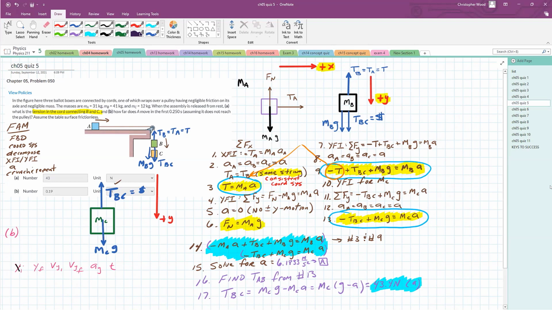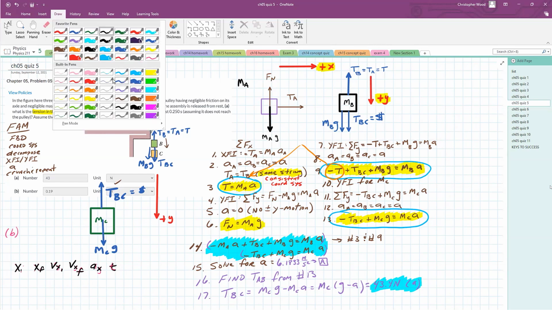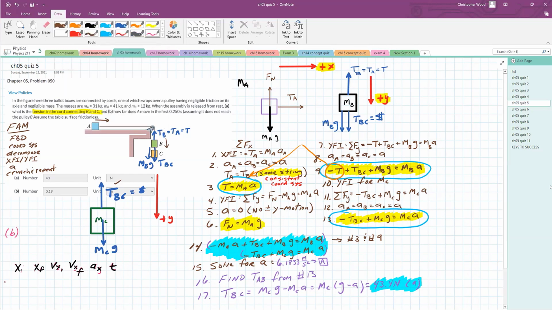So this is X initial, X final, because they're talking about block A. This is VX initial, VX final, A sub X, and T. Because again, they're asking about block A. So I'm going to say it starts from 0 meters, and X sub F is the unknown.